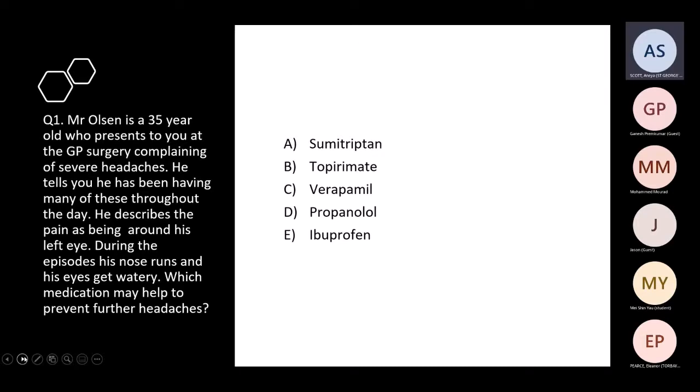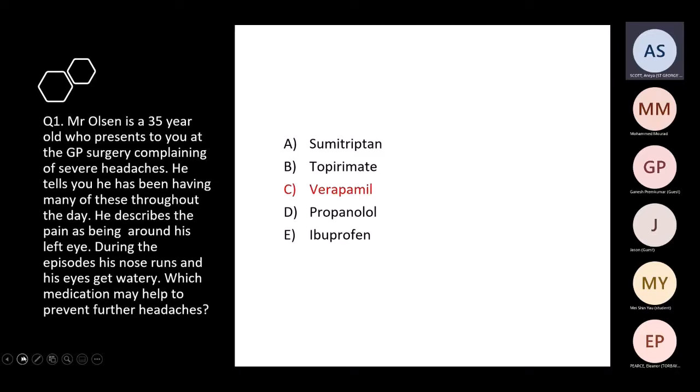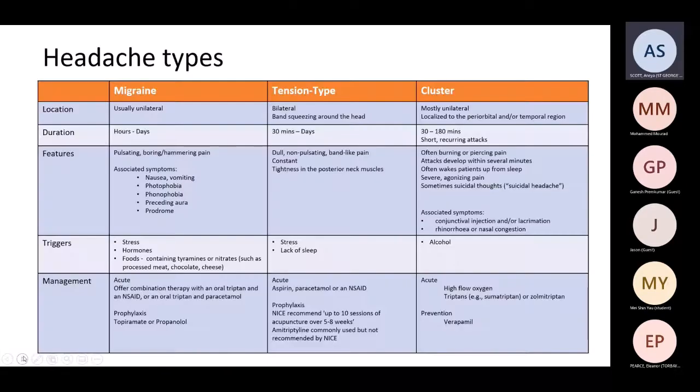Gonna give maybe 5 more seconds. So I can see that everyone actually went for A. The answer is C, but I can see where you're going with A.